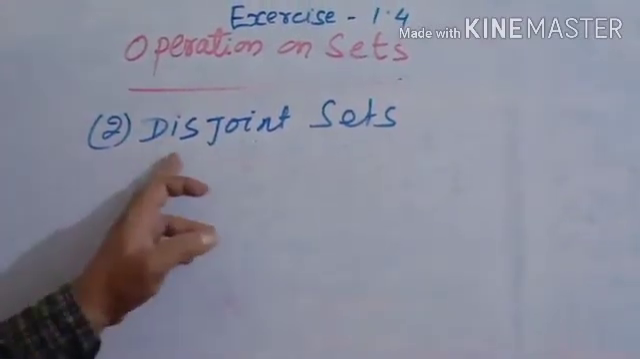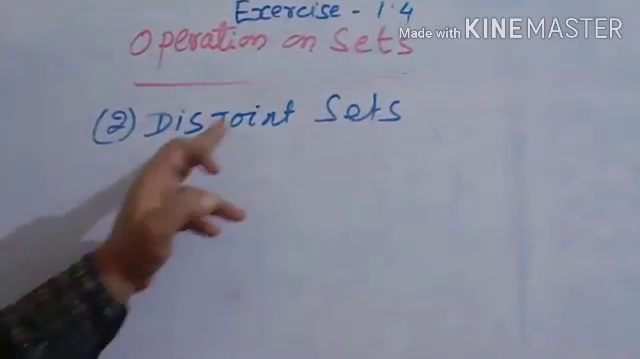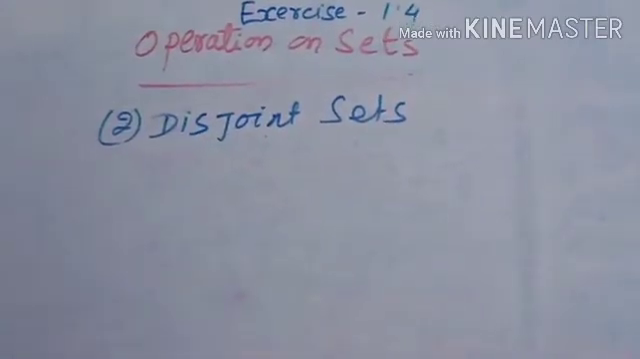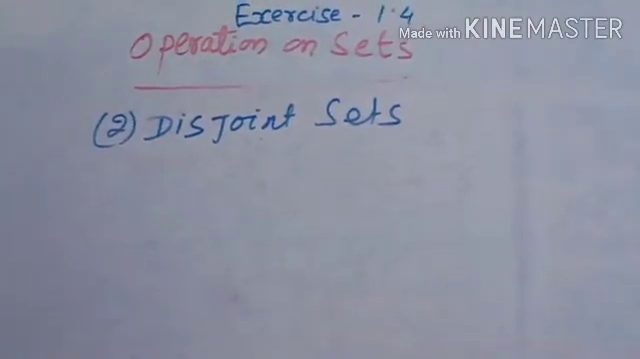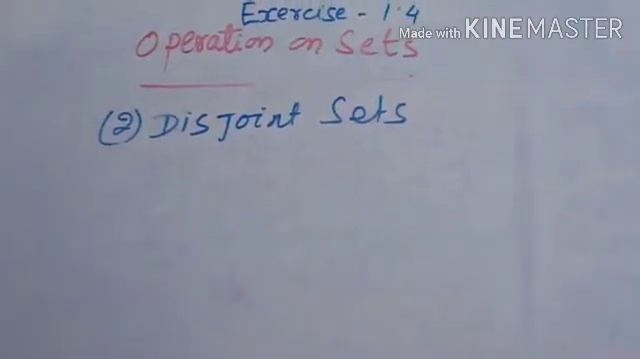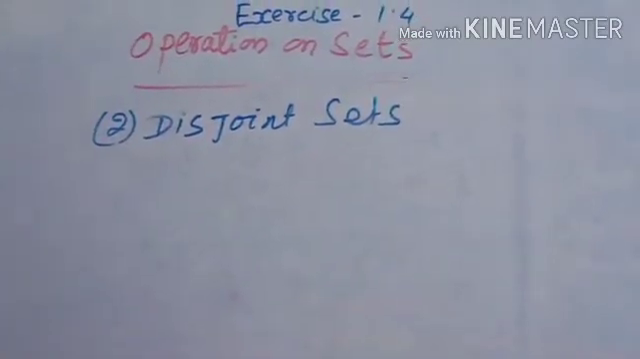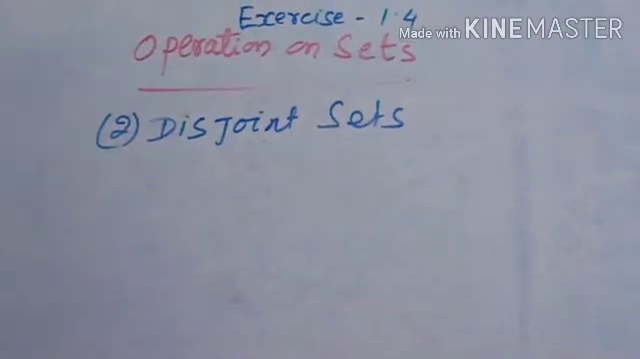Second one is disjoint sets. If the intersection of two sets is the empty set, then the sets are called disjoint sets.